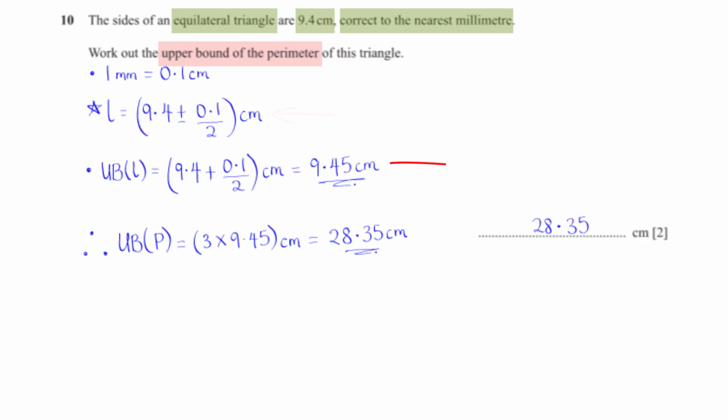For the upper bound of the length, we are going to ignore the negative sign and use the positive. So the upper bound of the length is 9.4 plus 0.1 divided by 2 centimeters, and that gives us 9.45 centimeters. Since this is an equilateral triangle, the upper bound of the perimeter will be 3 times 9.45 centimeters, and that gives us 28.35 centimeters.